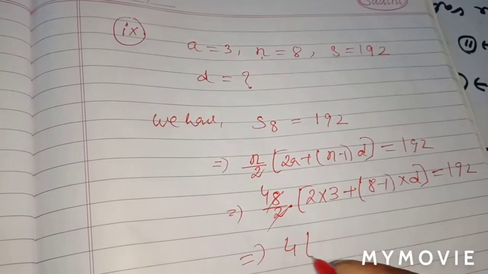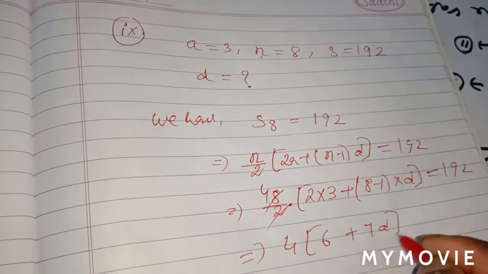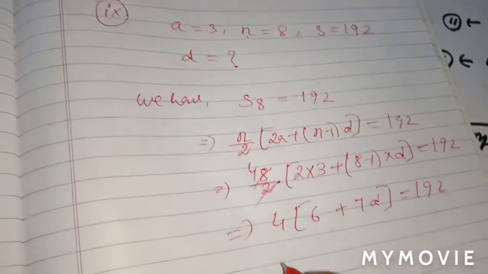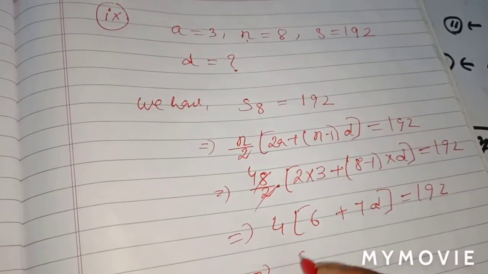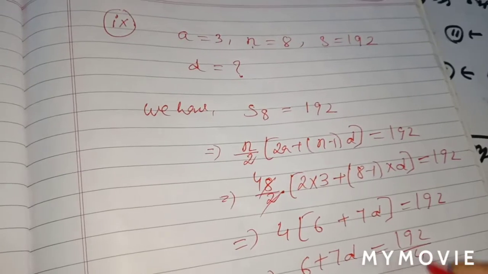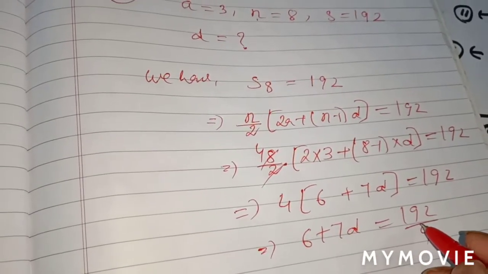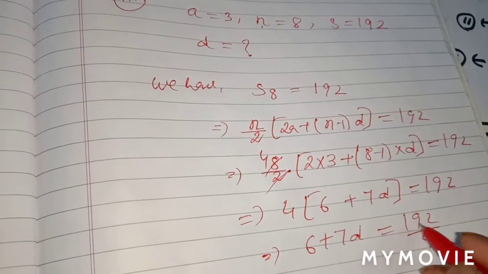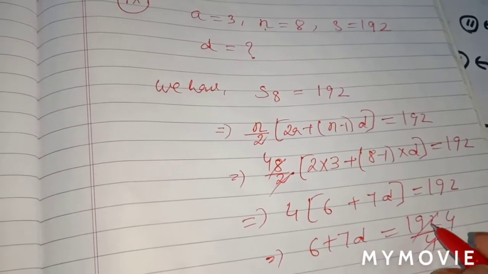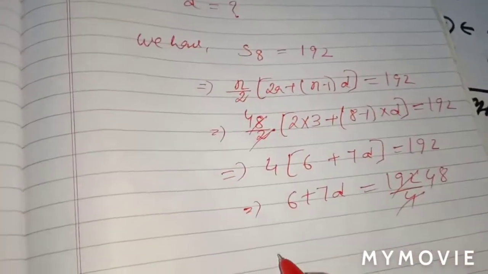So 4 into 3 is 68 minus 17D, then 192. Now if you transfer 4 to that side, then it will be 192 divided by 4. So 4 how many times? 4 4s are 16. What is left? 16 plus 3, 19. No, 32. 4 times 32.